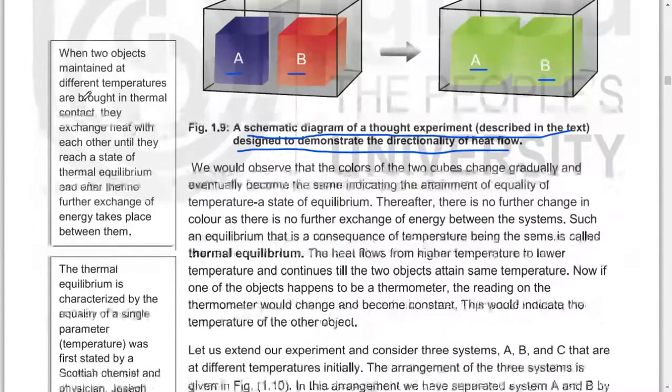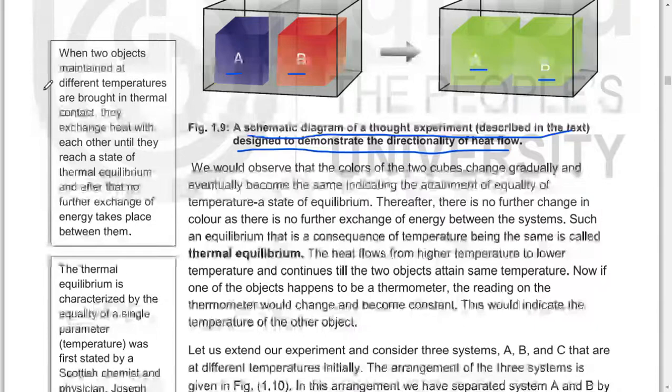When two objects maintained at different temperatures are brought in thermal contact, they exchange heat with each other until they reach a state of thermal equilibrium, and after that, no further exchange of energy takes place between them.